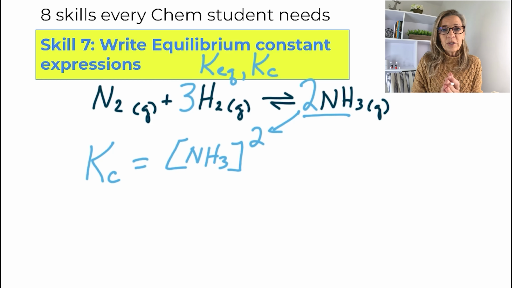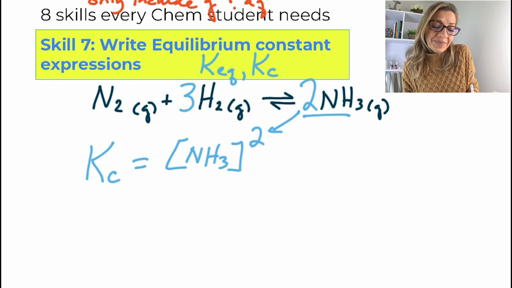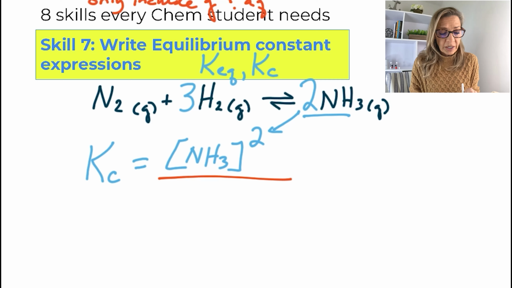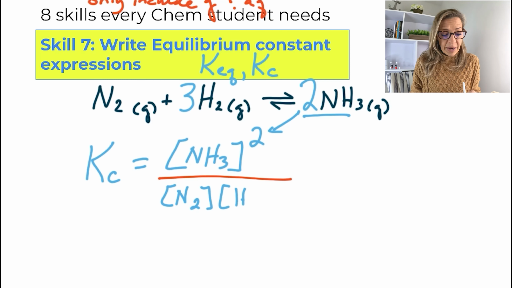Now, we only include the terms that are gas and aqueous. Okay, so if it's a solid or a liquid, don't include it. Well, everything here is a gas, so they're all going into the expression. Products on the top, reactants on the bottom. So there's nitrogen, the coefficient is a 1, so it's raised to the first power. And then I have my hydrogen concentration and molarity raised to the third power. So that is concentration, that Kc right there.